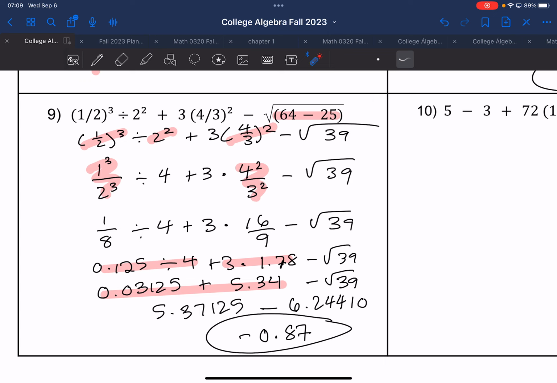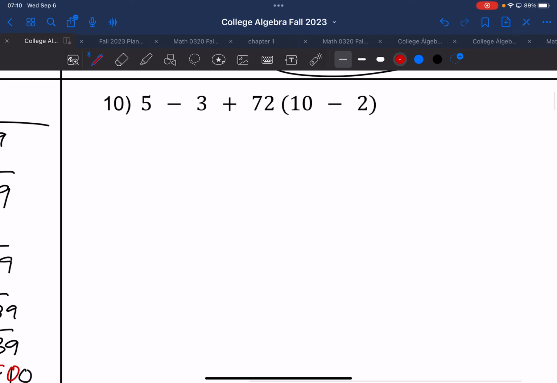Yes? Wouldn't that be 6.25 instead of 6.24410? Did I do that wrong? 6.25? One second. 6.25. Yes, if I was rounding, oh yeah, because that turns 0, 0, 0. Yeah, this would be 500. But we're still going to get that negative 0.87. Okay.